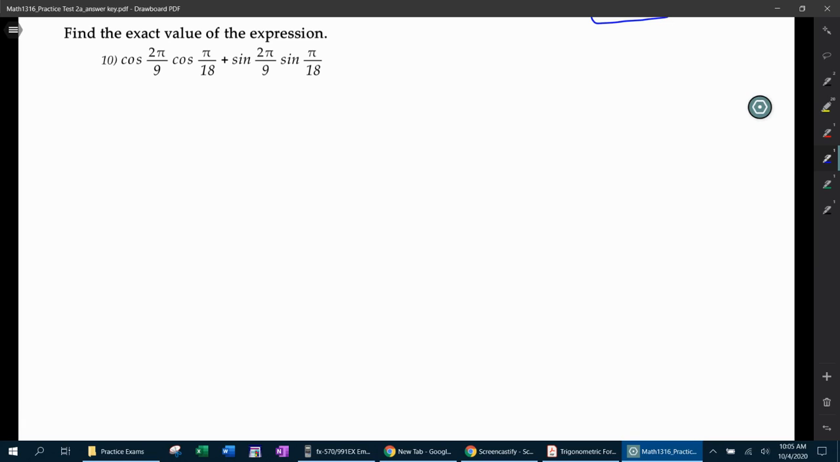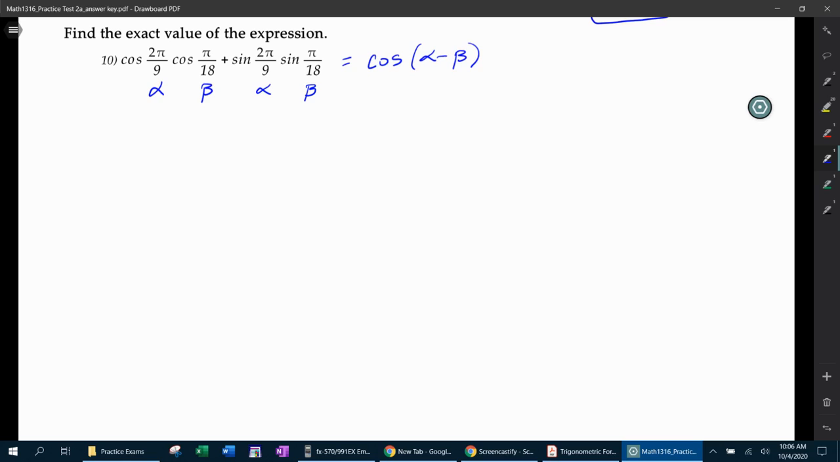Next, find the exact value. Here we have cosine alpha cosine beta plus sine alpha sine beta. And so we're going to need to find a formula for cosine alpha cosine beta plus sine alpha sine beta. And that formula is cosine of alpha minus beta. That is the sum and difference formula for cosine of alpha minus beta.